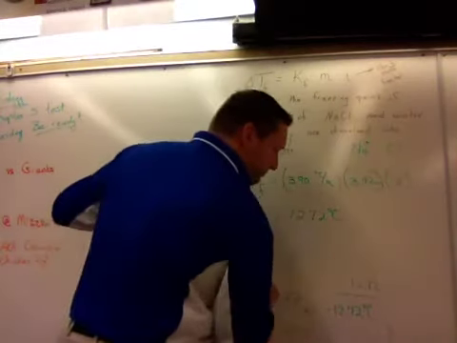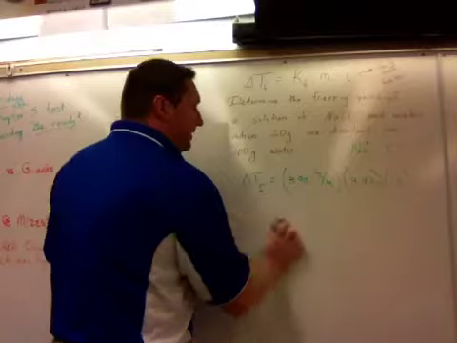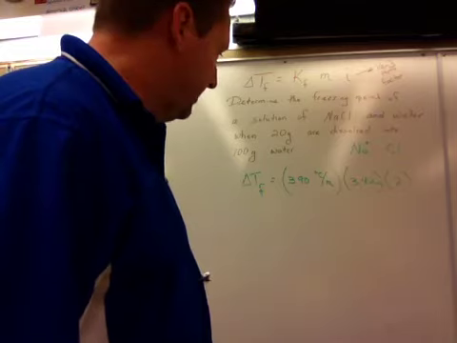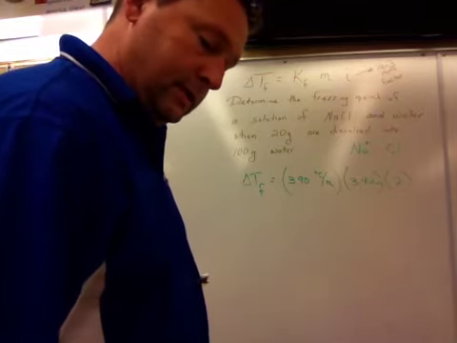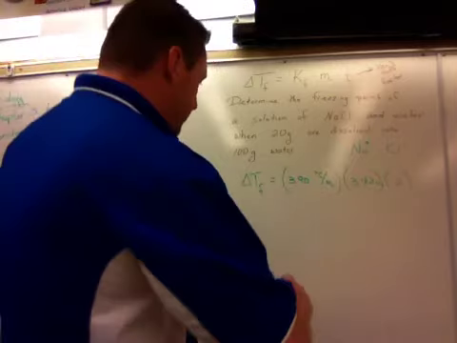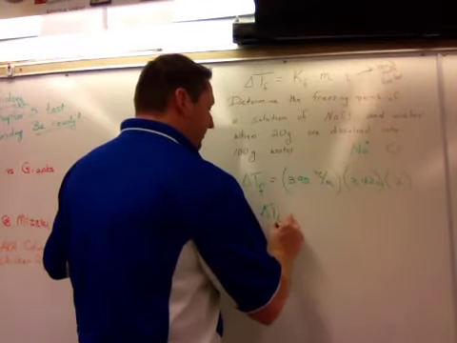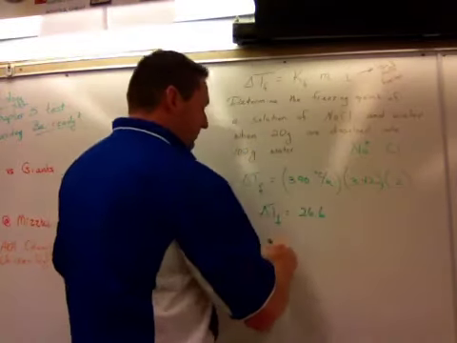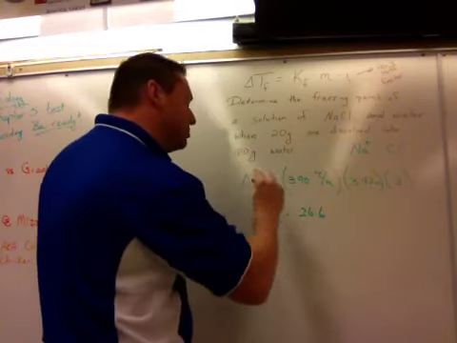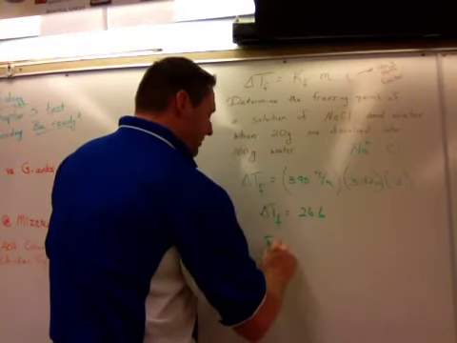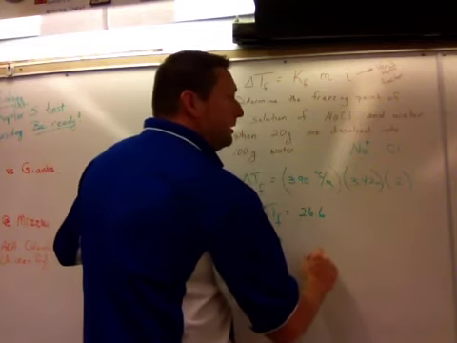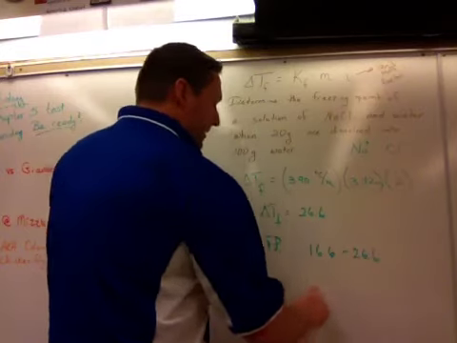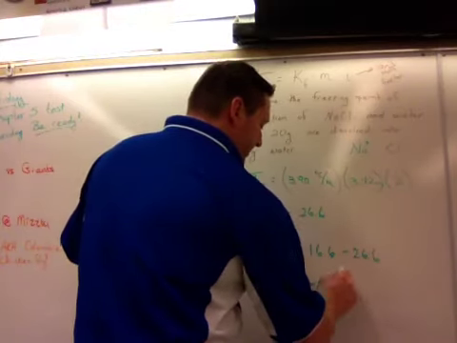Okay, so let's go through this. If we had acetic acid instead, if we take our 3.9 times the 3.42 times 2, we get a ΔT_F of 26.6. And then we're going to take the freezing point. It's going to be 16.6 minus 26.6. And we get a negative 10 degrees Celsius.